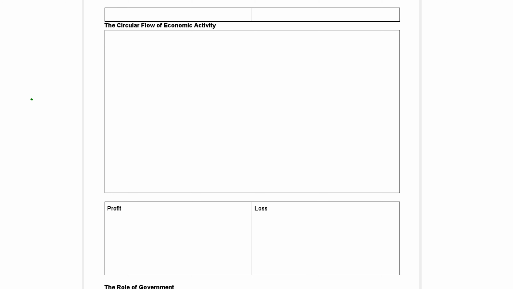So let's finish the Unit 1 activity here. This is right below where we stopped earlier today. The circular flow of economic activity works like this. There's households over here, meaning you, people. Then over here we have firms, meaning businesses. And here's how this works.